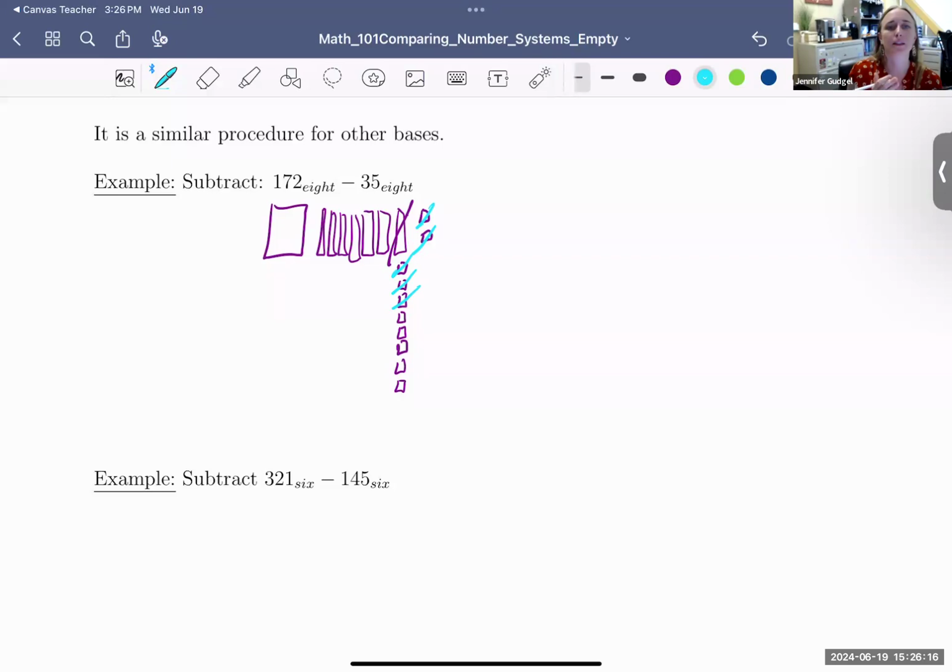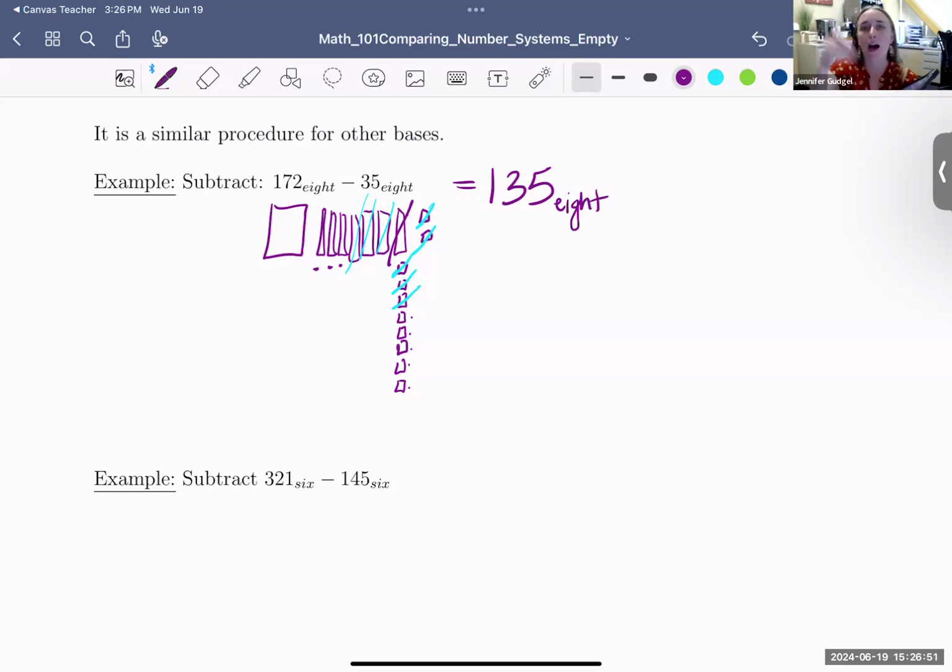And now we go to the rods. Originally I had 7 rods. Now I only have 1, 2, 3, 4, 5, 6, but I only need to take away 3 rods. 1, 2, 3. So anything I haven't crossed out is left over after I took everything away. So my resultant is going to be 1 flat, 1, 2, 3 rods, and 1, 2, 3, 4, 5 units. And make sure we write what base we did this in. This is base 8. 1, 3, 5, base 8.